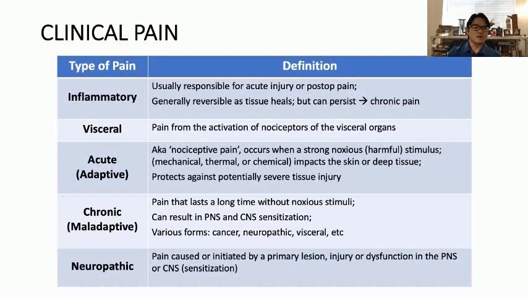There are various forms of chronic pain or maladaptive pain, such as cancer pain, neuropathic pain, or chronic visceral pain, etc. Specifically, neuropathic pain is one of the pains that we commonly deal with in our general practice. This is the type of pain that is caused or initiated by a primary lesion, injury, or dysfunction in the peripheral nervous system or central nervous system. We call it sensitization. And a lot of medications out there not only target the inflammation, but also try to target the neuropathic pain or other forms of chronic maladaptive pain.